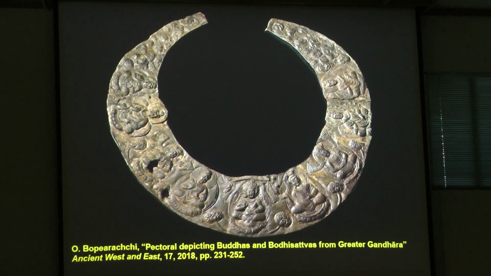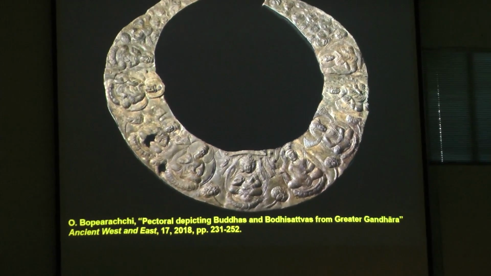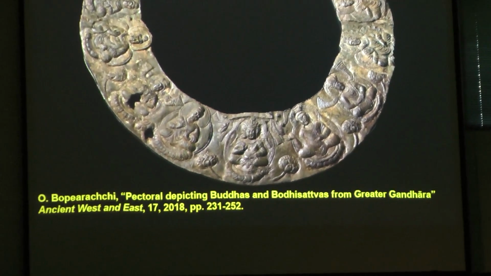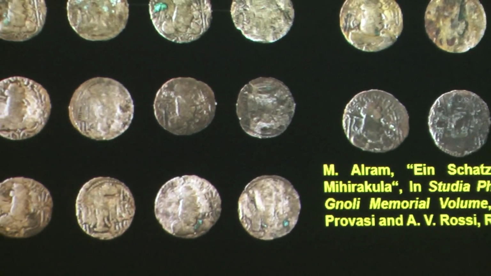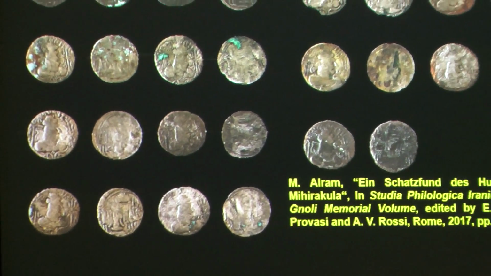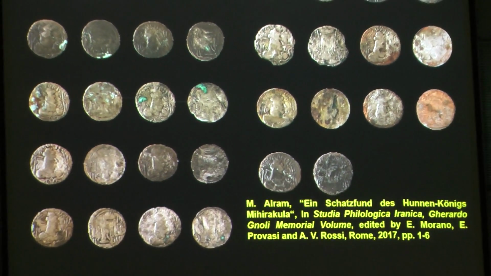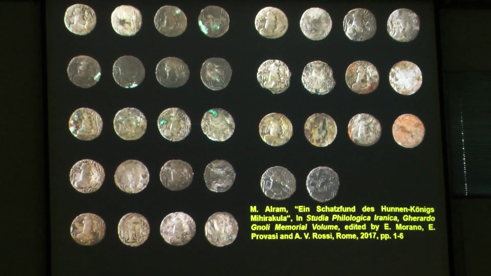A gilded bronze pectoral, a collar necklace depicting Buddhas and Bodhisattvas, found presumably in the Salt Range in Pakistan, which I have published recently, enables us to understand the role played by the fluttering streamers in Indian iconography. It was found with a hoard containing 17 silver coins of the Hun king Mihirakula.